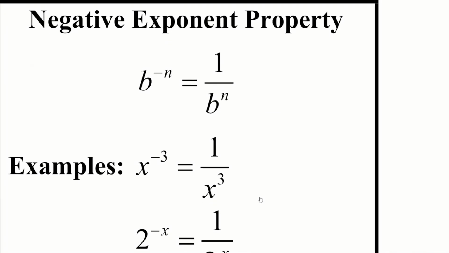And then we have one more property, the negative exponent property. When you have a negative exponent, you take your base and write the reciprocal of the current term, 1 over b to the power of n, where you change the sign of n. So for example, let's say our base was x and our exponent was negative 3. Just rewrite this as 1 over that base, but change the exponent to be positive.